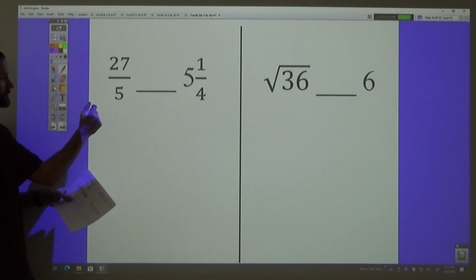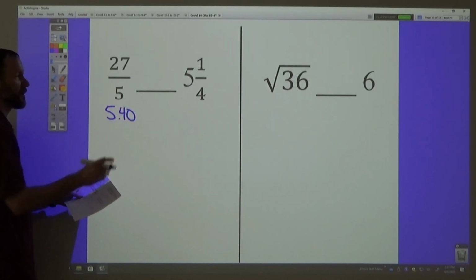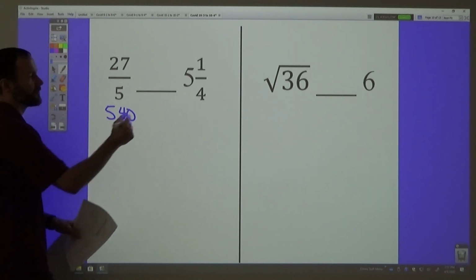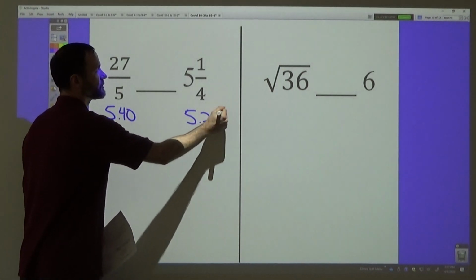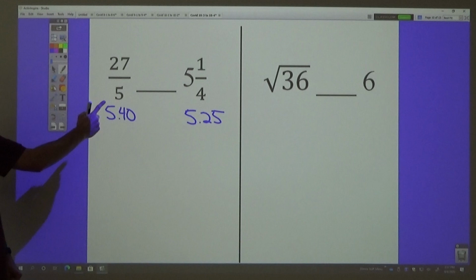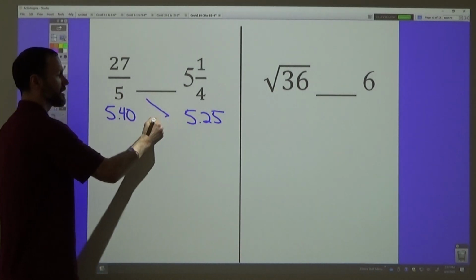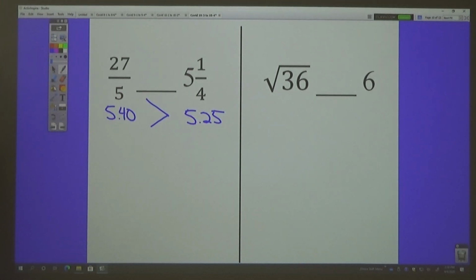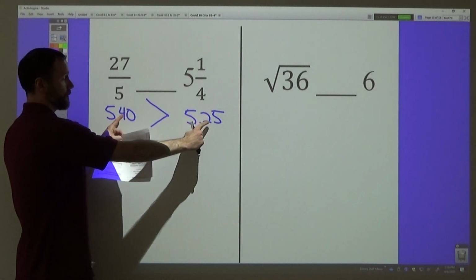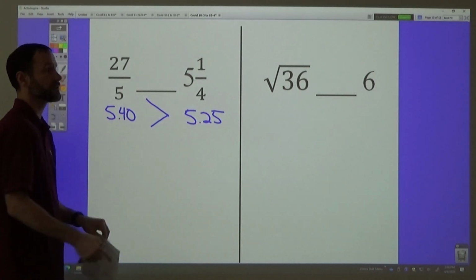27 fifths is really 5.40 when you put it into the calculator. 5 1/4 is really 5.25 when you make it into a decimal. $5.40 is bigger than $5.25. Or 5.4 versus 5.2, 4 is bigger.